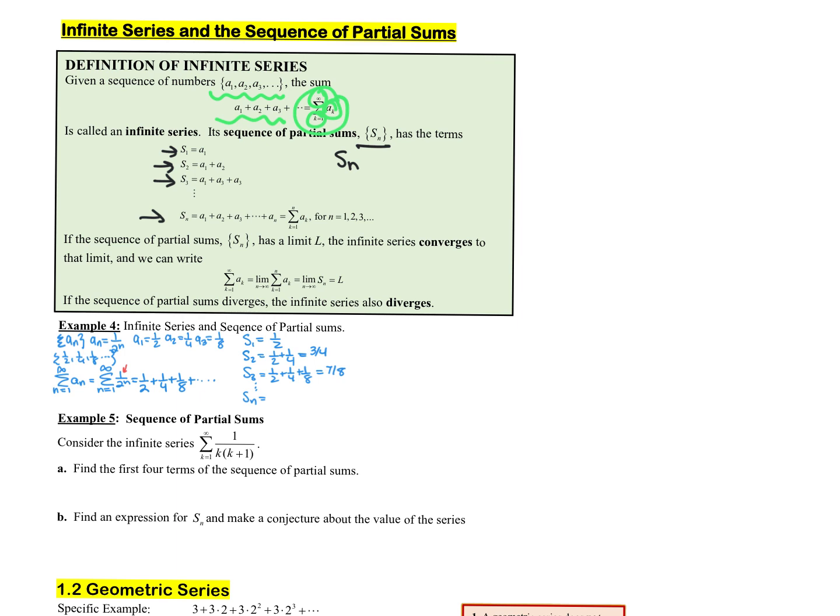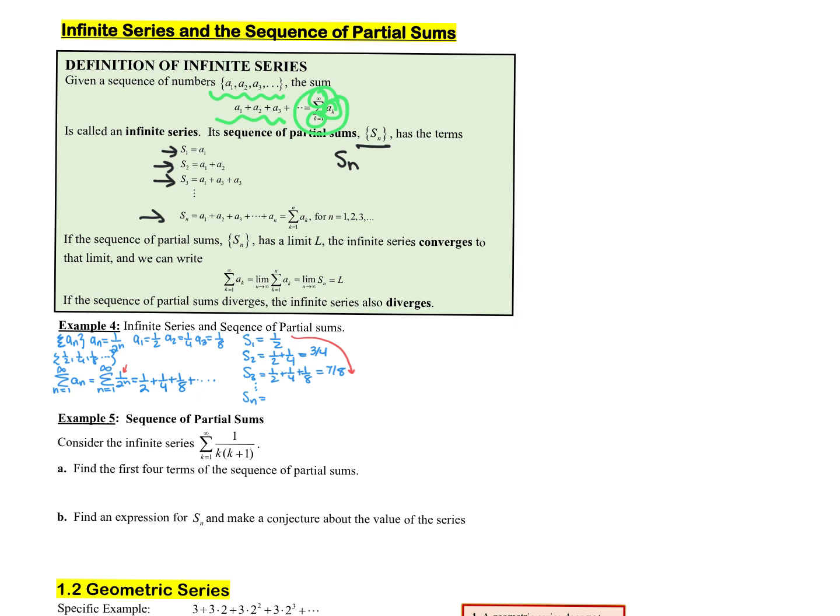So if you take a look here, 1/2, 3/4, 7/8, these numbers here, the sums themselves, if you create a sequence out of those, it looks like those are approaching a value. It looks like those are getting closer and closer and closer to 1.